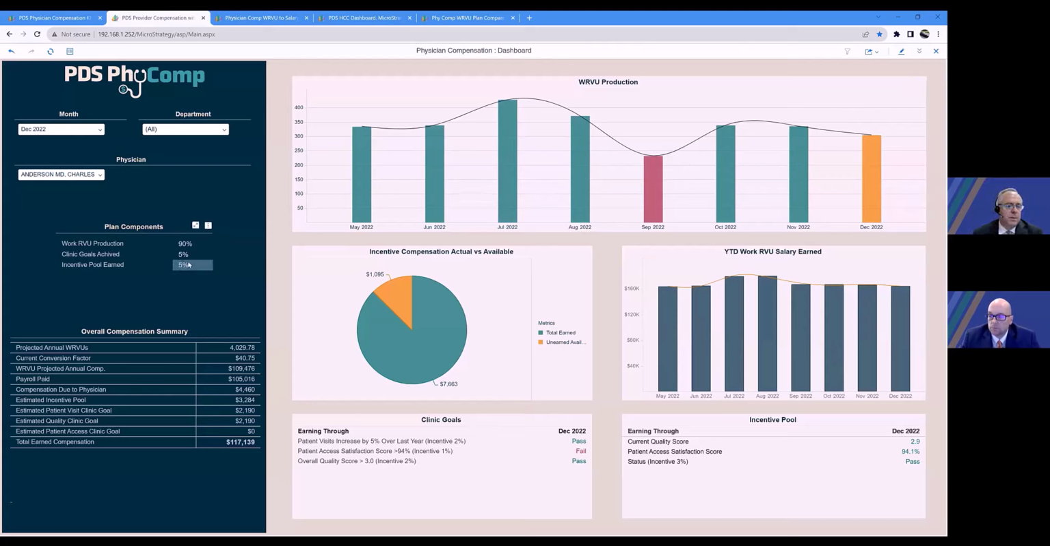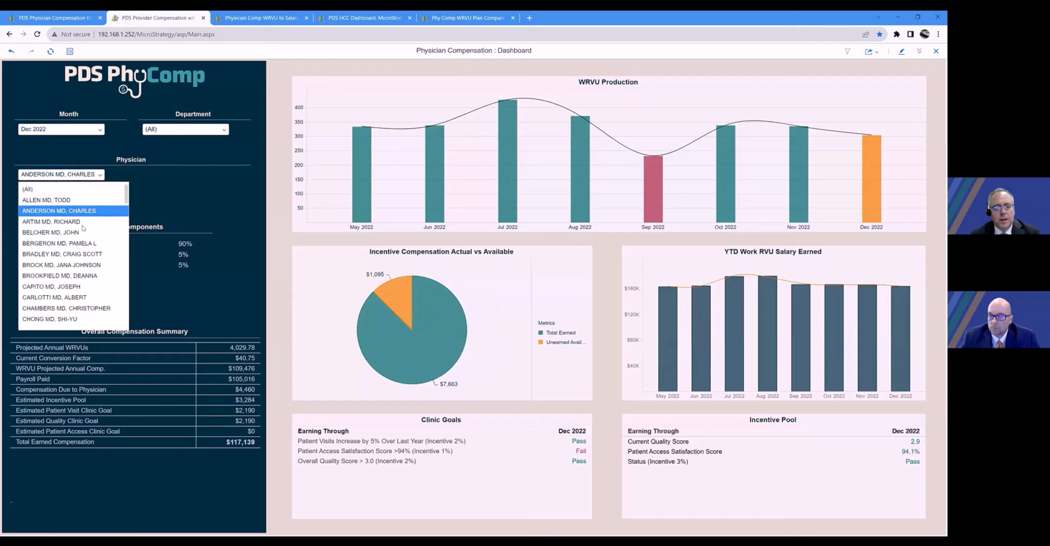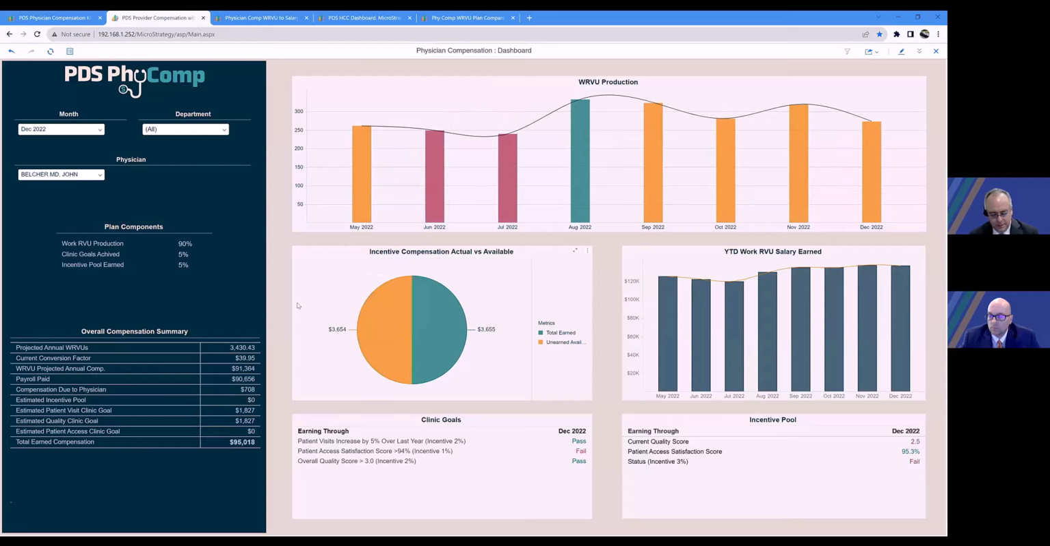Fairly common too with some RVU plans, more and more organizations are moving to maybe a small percentage that is either patient satisfaction driven, quality driven, or some kind of incentive pool. This visualization not only shows what the physician has earned, but also what is available in compensation that potentially is being missed because we're not hitting those earnings. Yeah, so this I think is a good example of being able to reflect what's going on.